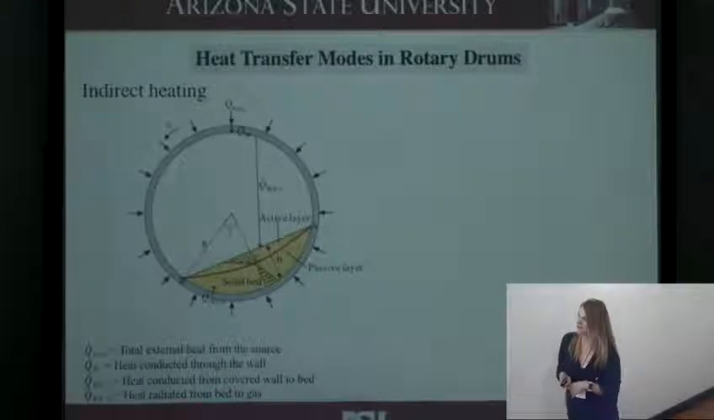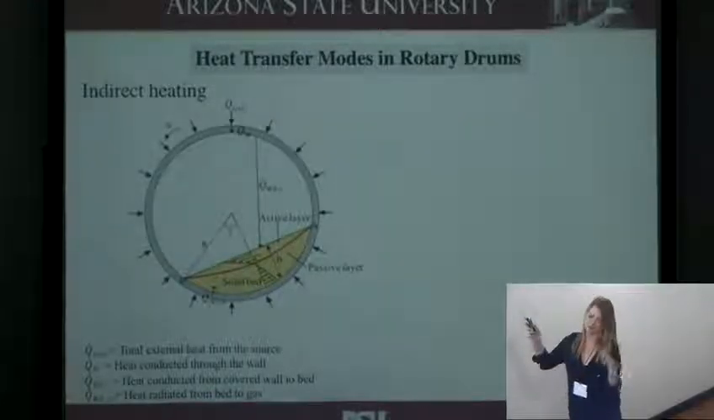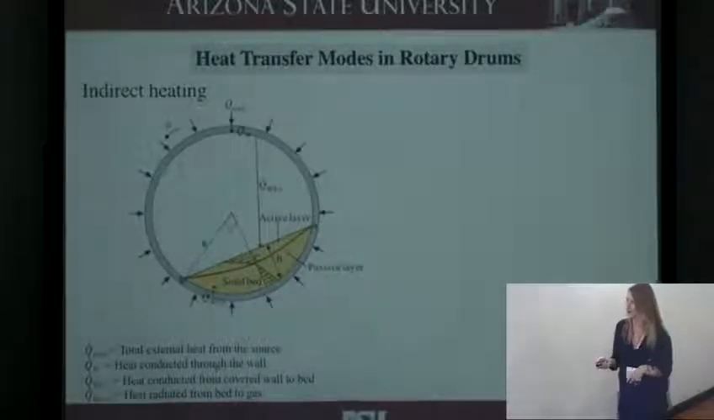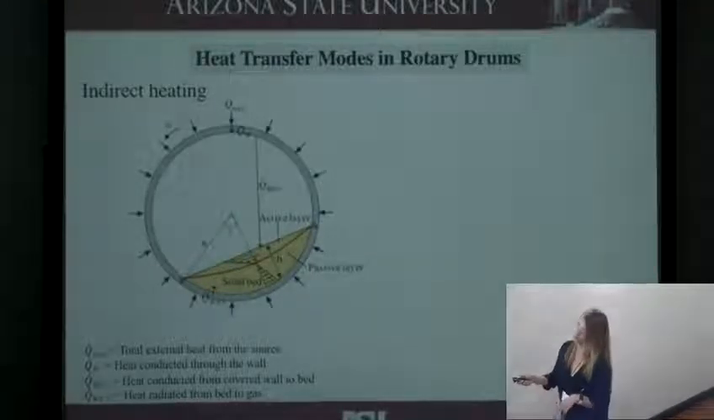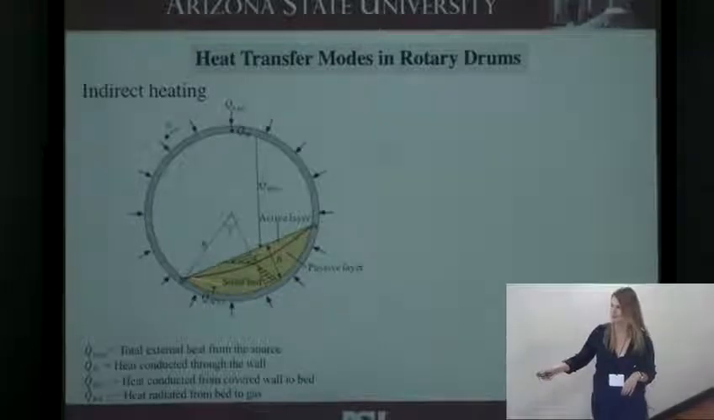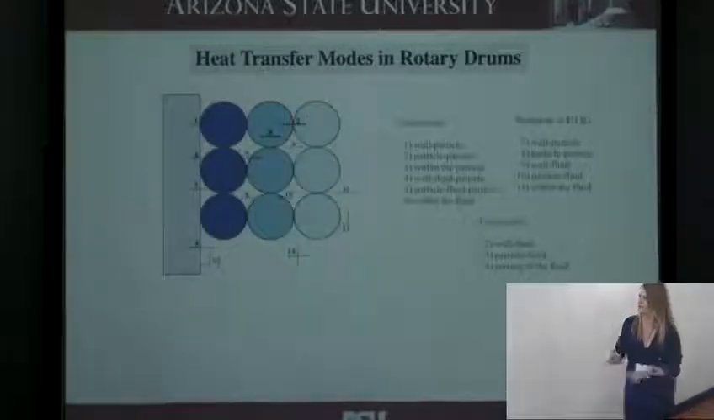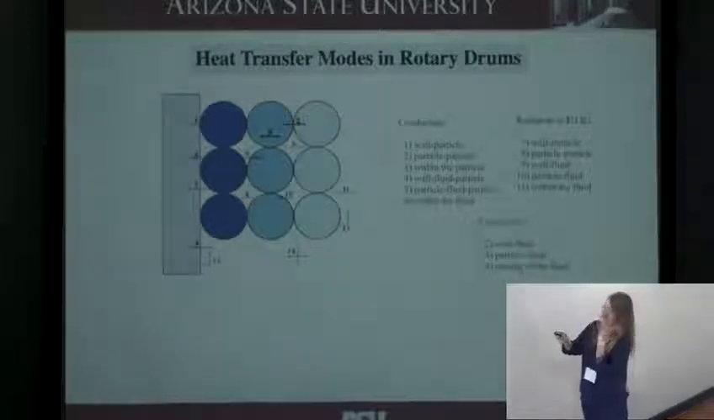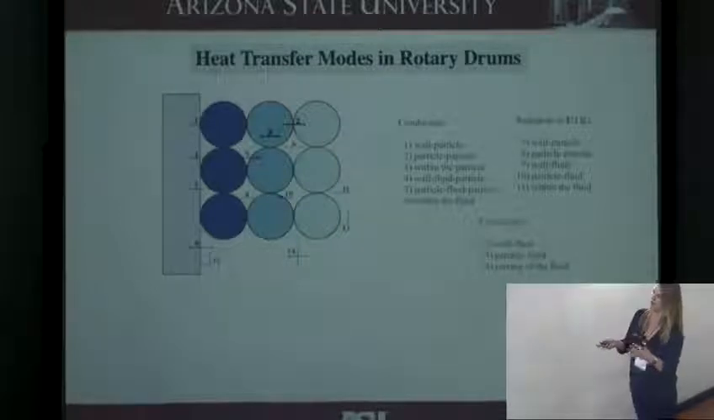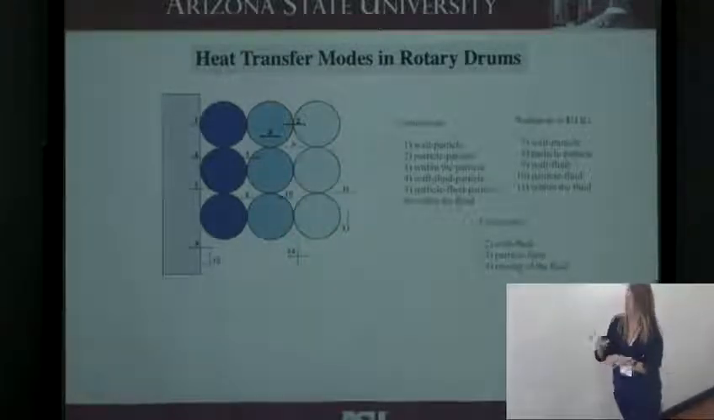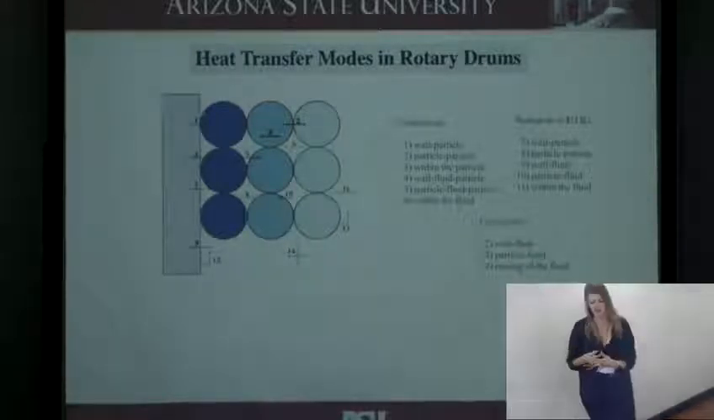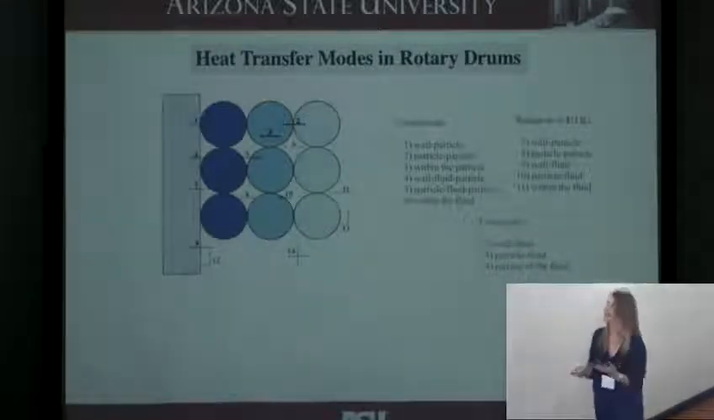So if we look at just indirect heating, so again, just from the outside of the drum, we're looking at the heat propagating to the solid bed and then the particles exchanging heat with each other and with the wall. So these are all of the different kinds of heat transfer and all of the subgroups between the particle and the fluid. So there's lots of different kinds of heat transfer that need to be taken into account.